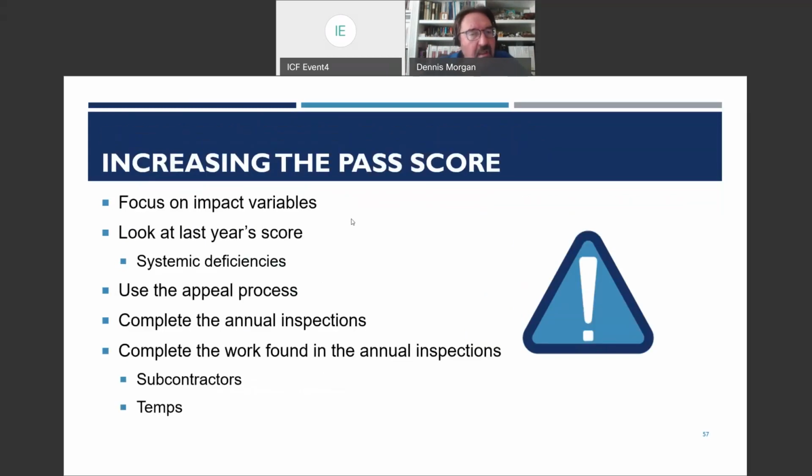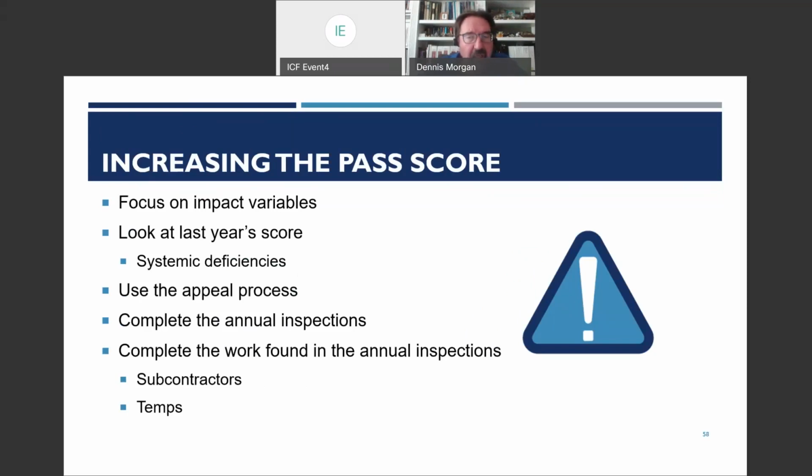Focus on the impact variables. Look at last year's score. Look for systematic deficiencies. And in module number 1, we also talked about the prevalence report. Look at that prevalence report. Use the appeal process. In fact, if the inspector scored you under something that he shouldn't have scored you under, that's what the appeal process is supposed to do.